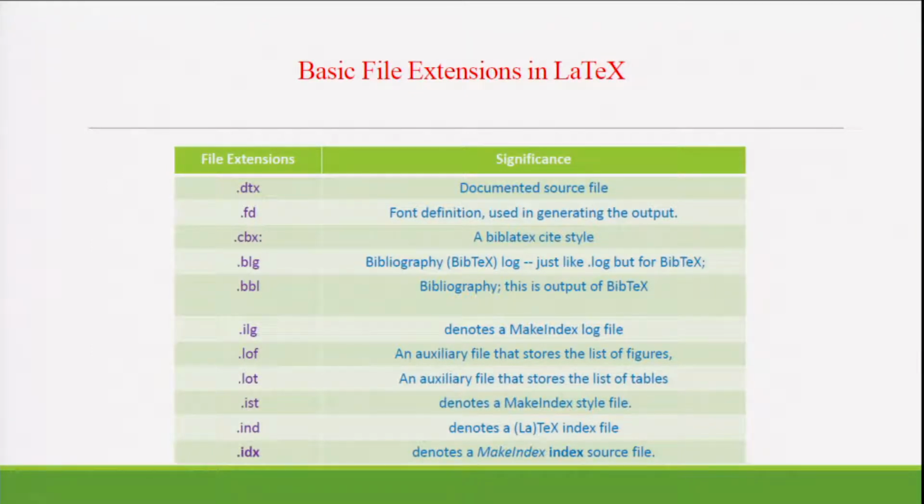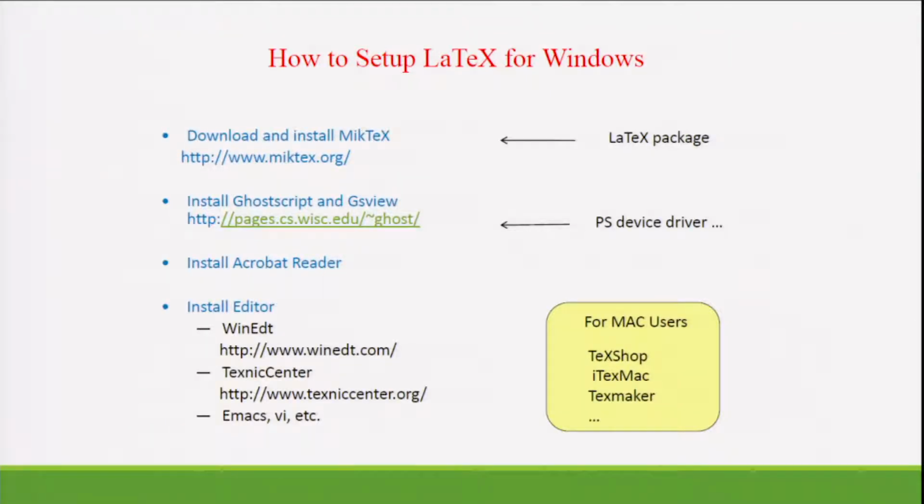Look at this example of .lof, okay, which is an auxiliary file that stores the list of figures, or the .lot, which is an auxiliary file that stores the list of tables. So you need to look at those things from time to time. For that we will maintain a list of files, which you can look at at your leisure.